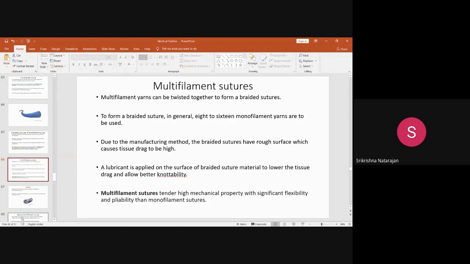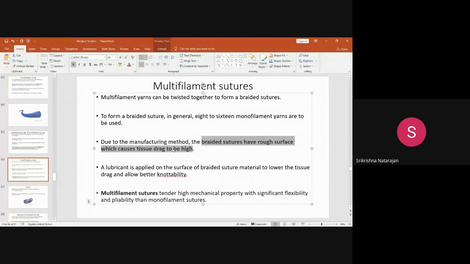And if you observe the surface of the braided structure, it has a rough surface. It is not like the monofilament, which has a smooth surface. These braided sutures have a rough surface. That is the reason why lubrication is essential on the surface. It will create some smoothness over the surface, and because of the smoothness, it will lower the tissue drag. The tissue drag will be lower, and it will allow better knottability. The knot, whichever you are putting, will be easy to put.